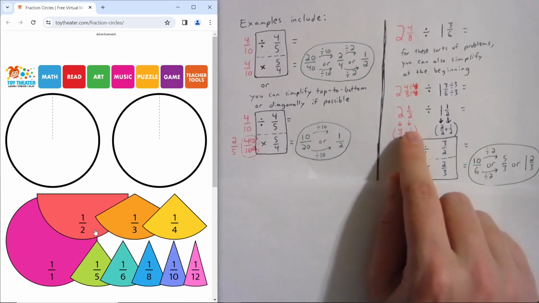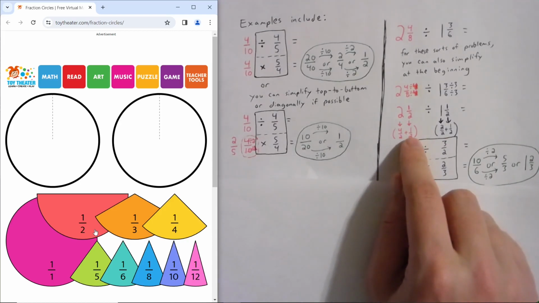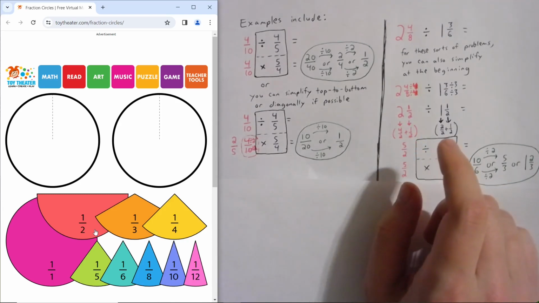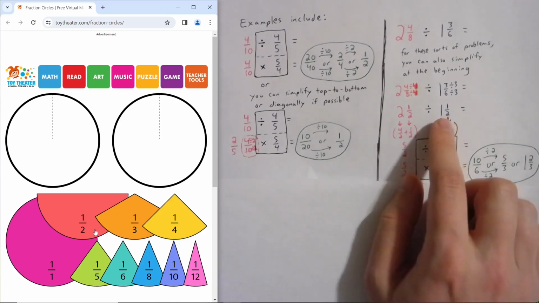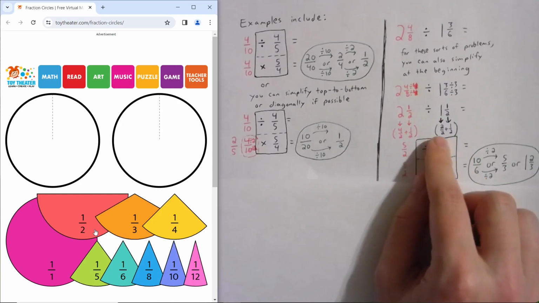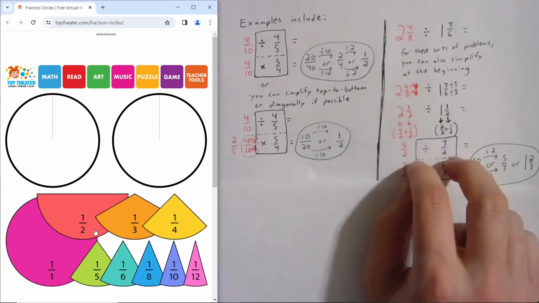So 2 and 1/2. 2 is the same as 4/2. I turn that into 4/2 so I can add it to 1/2. 4/2 plus 1/2 is 5/2. And then I have 1 and 1/2, and I turn 1 whole into 2/2 so that I can add it to 1/2. And 2/2 plus 1/2 is 3/2. So now this complicated problem has been turned into something a little bit easier to work with.